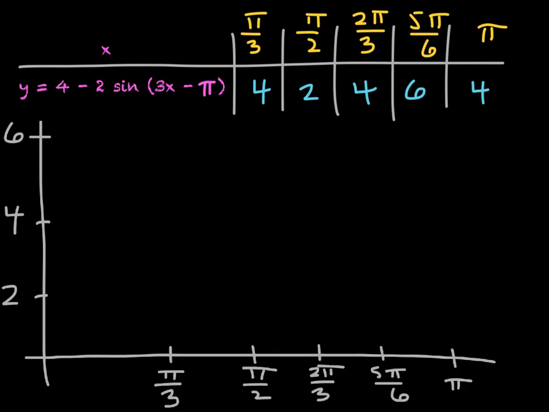All right, I try to scale my axes here so that it looks accurate. So at pi over 3, we're at 4. Pi over 2, we drop down to 2. That's your minimum. At 2 pi over 3, we're back up at 4. 5 pi over 6, we jump up to a maximum. And at pi, we jump back down to 4. So please notice that your middle C, if you will, the line that's going right through the middle, is right here, y equal to 4.